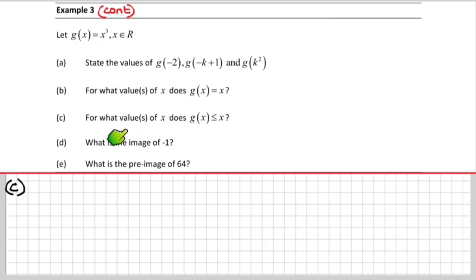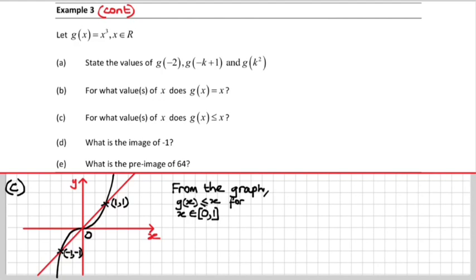Now let's have a go at parts C, D and E on this screen. Part C, for what values of x is g of x less than or equal to x? Now those are a little bit tricky, I find. I always like to draw a graph if I can, because it's a little bit hard to visualise, and a graph is a mathematical picture, and a picture is worth 1,000 words. So let's get 1,000 words on our side here. This is y equals x, this straight line here. This one here is y equals x cubed. They intersect here, here and here, as we found in the previous question, for when the two functions are equal.